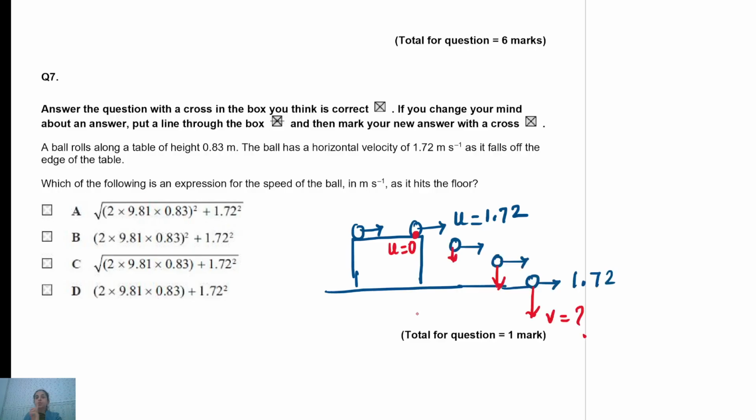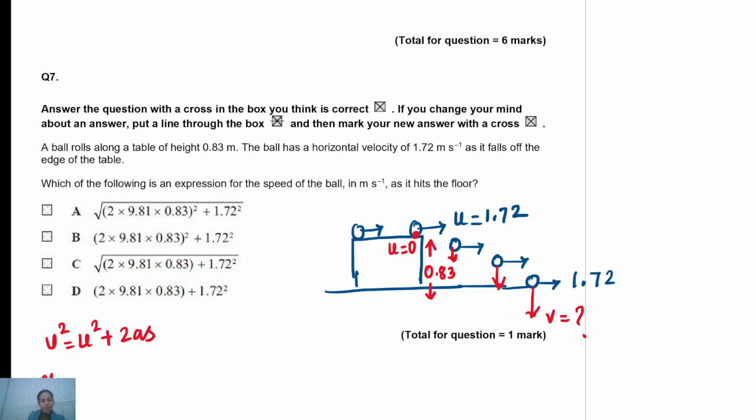Not x, y. In the y direction, the initial velocity is 0. Finally, we have to calculate the distance in the y direction, which is 0.83. So I'm just going to use v squared equals u squared plus 2as: 0 plus 2 times 9.81 times 0.83.